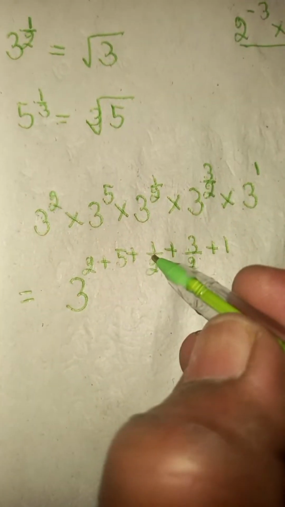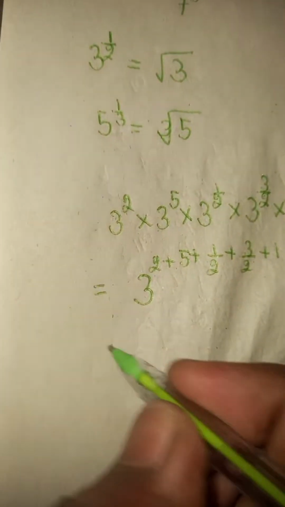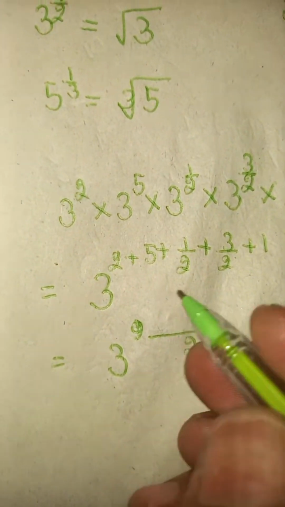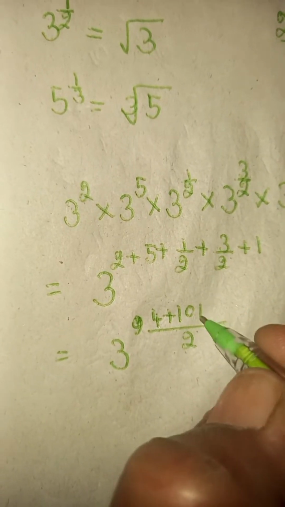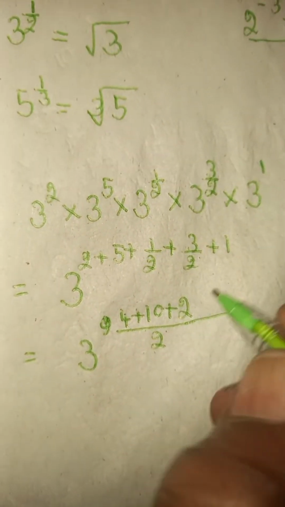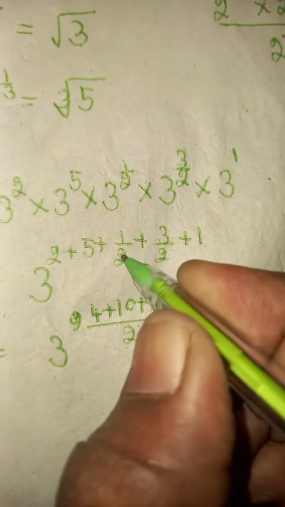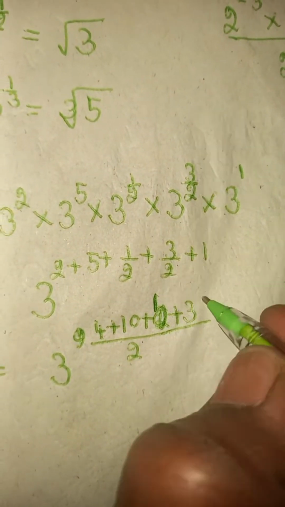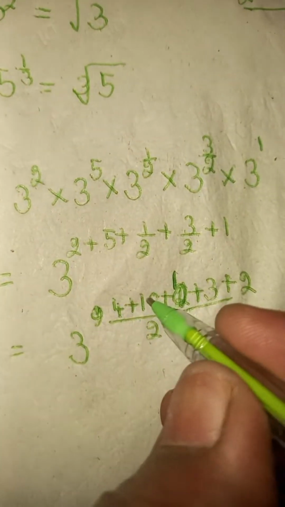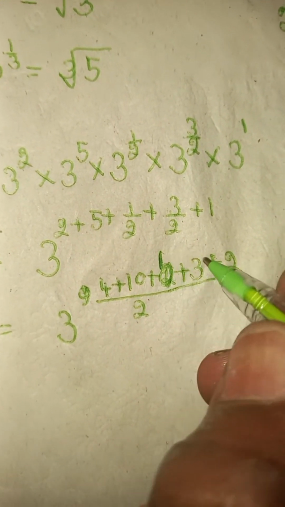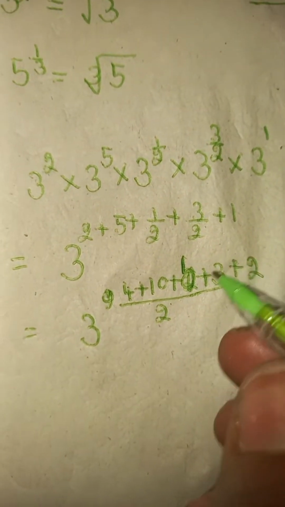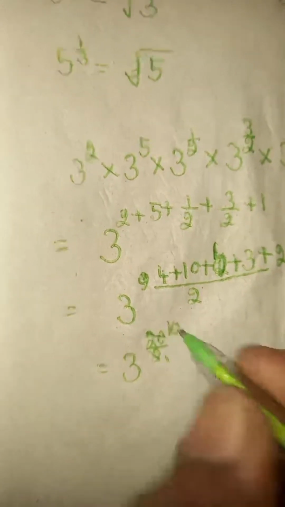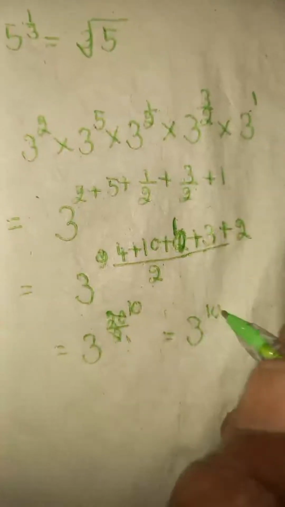Now you're going to get half plus 3 by 2, so you can take 2 as the common denominator in them, and you're going to get all of them multiplied by 2. 2 times 2 is 4, 2 times 5 is 10, 2 times 1 is 2, and here the half and 3 by 2 remain 1 and 3 since their denominator is 2, and here 2 times 1 is 2. Now 4 plus 10 is 14, 14 plus 1 is 15, 15 plus 3 is 18, 18 plus 2 is 20. 20 by 2 is 10, so it is 3 power of 10.